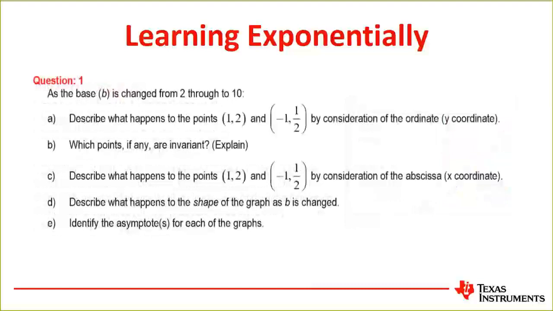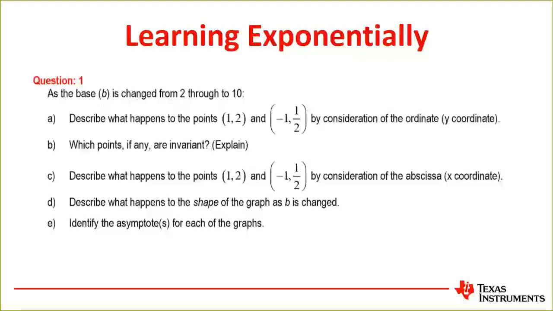And so when students and yourself look at question 1, you're asked to consider a series of questions along the lines as the parameter b is changed from 2 through to 10, describe what happens to those anchor points 1, 2 and -1, 1/2 by consideration of the y-coordinate. So in other words, how is the y-coordinate changing as the value of b changes?